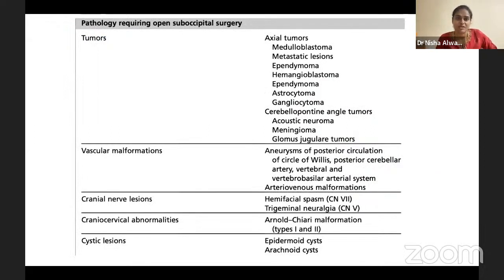These are the various pathologies for which a surgeon might post for a suboccipital surgery: tumors, vascular malformations, and cranial lesions, like trigeminal neuralgia, which is posted for microvascular decompression. We also have craniocervical abnormalities like Arnold-Chiari malformation, where the patient is posted for foramen magnum decompression. But the majority, especially in pediatric patients, are tumors. In younger patients, medulloblastoma is seen.